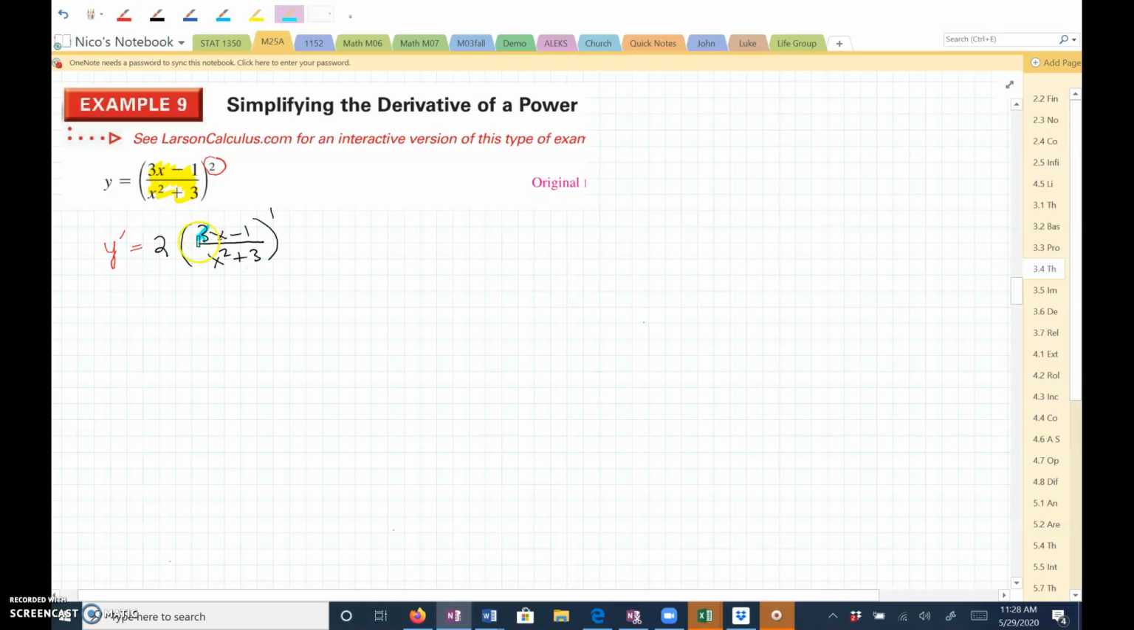Next, we need to take the derivative of what's inside here. So this is going to be the quotient rule. Okay, so it's going to be the denominator times the derivative of the numerator, minus the numerator times the derivative of the denominator, all over the denominator squared.